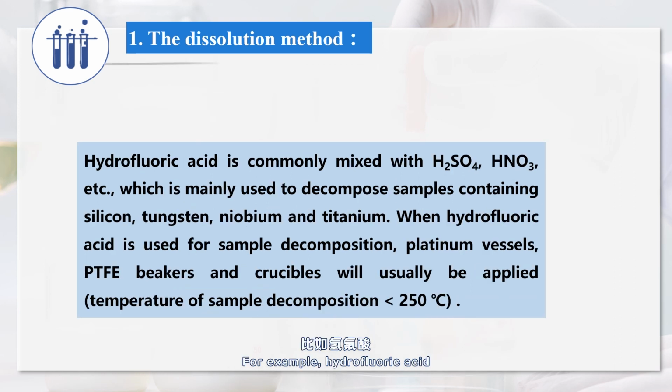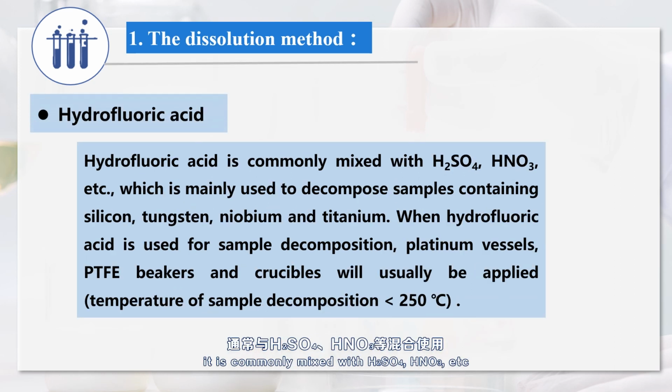Another example is hydrofluoric acid. It is commonly mixed with sulfuric acid, nitric acid, etc., which is mainly used to decompose samples containing silicon, tungsten, niobium, and titanium. When hydrofluoric acid is used for sample decomposition, platinum vessels, PTFE beakers, and crucibles will usually be applied. Temperature of sample decomposition should be less than 250 centigrade.